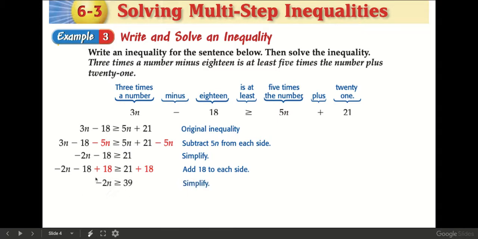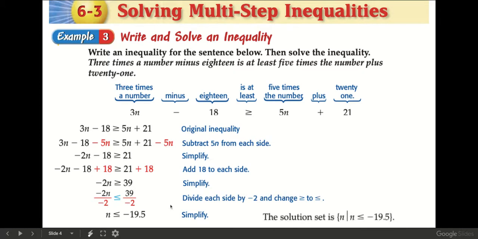Final step here, I need to divide by negative 2 on both sides. But what happens when you divide by a negative? Flips the inequality symbol. So now that's going to leave me with n is less than or equal to negative 19.5. Or you could have left it as negative 39 over 2 if you want to leave it as a fraction. So the solution set again is that for all n's, n must be less than or equal to negative 19.5.